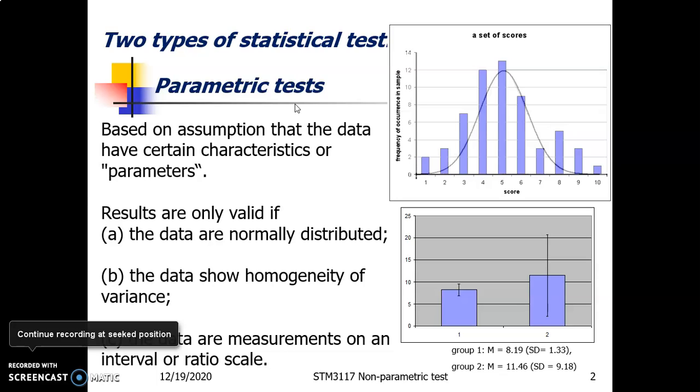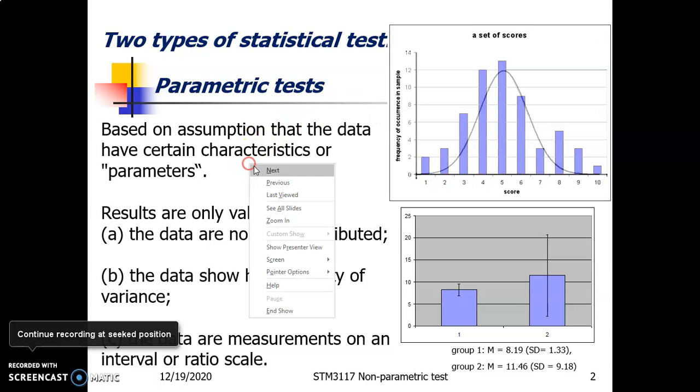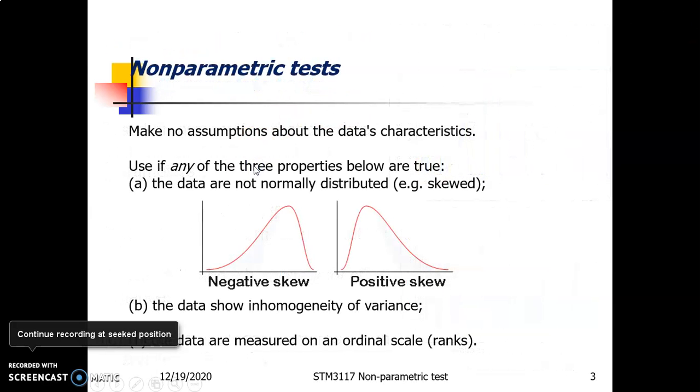But what will happen if those assumptions are not met? Maksudnya apabila data tersebut tidak normal. Jadi bila data tersebut tidak normal, what we have to do is we use non-parametric test. Okay? For example, when the data are not normally distributed, the data are inhomogeneous, and the data measured are in ordinal scale, so we use non-parametric test.